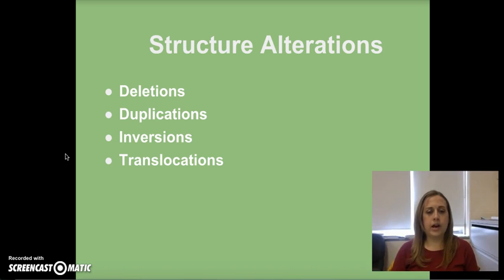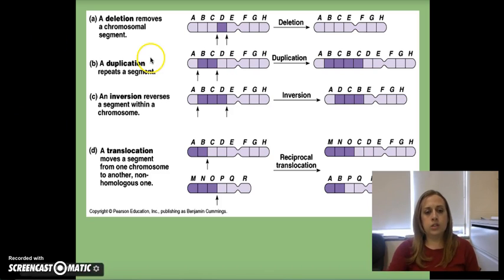Okay, so now we're going to look at structural alterations of chromosomes. We've talked about deletions and duplications before, but in terms of bases of DNA. Now we're going to look at what happens when you take an entire piece of a chromosome out or duplicate an entire chunk of a chromosome. So a deletion, again, would be if you actually take out a chunk of a chromosome. You can see here this section labeled D is missing.